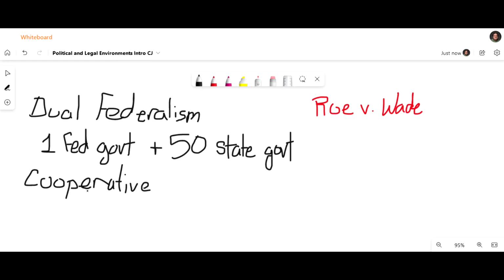While it may have started with the idea of a true dual federalism where you have separate agencies, and sometimes, like right now, we're kind of in that dual system, we tend to lean more towards this cooperative federalism, also referred to in our text as marble cake.